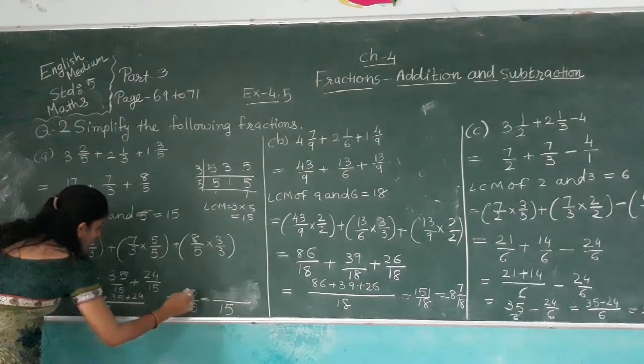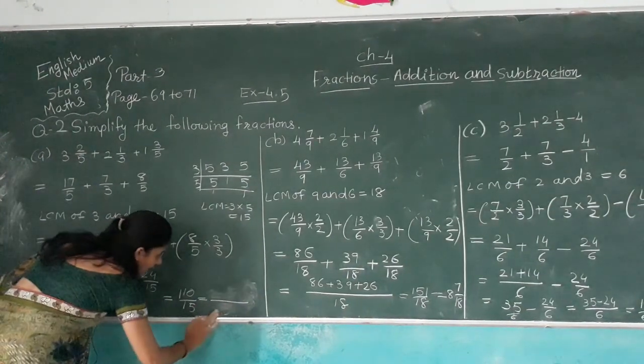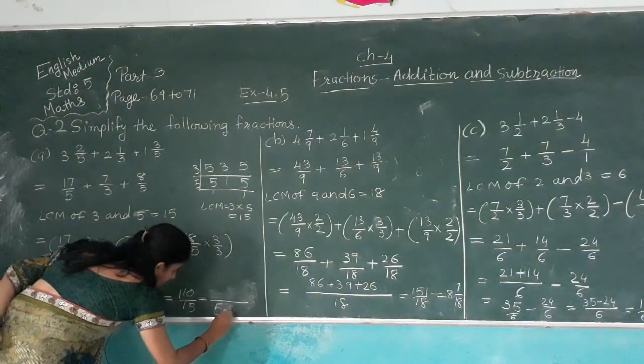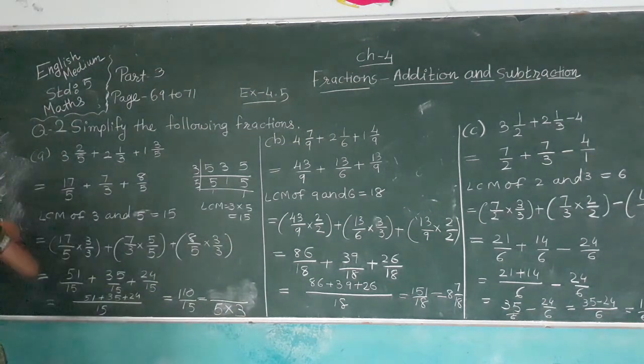This one and this one, 5 out of 10 divided by 5 out of 10 is possible. So 5 multiplied by 3. 110 divided by 5. 5 2s are 10. 1 10. 5 2s are 10. So 22.